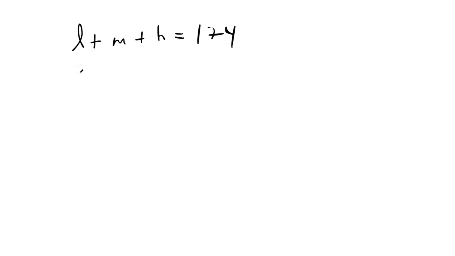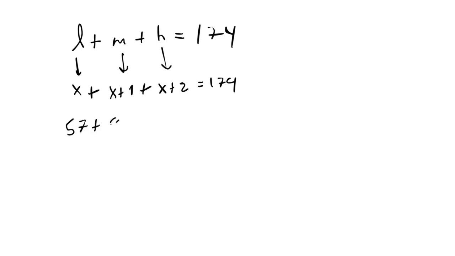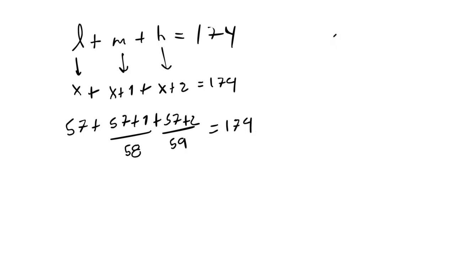Lower, we already know that that meant x, plus the middle part, which was x plus 1, plus the higher one, which was x plus 2. Now that is equal to 174. So what did x mean? X meant 57, right? And so 57 plus 58 plus 59, that would be equal to 174, does it?